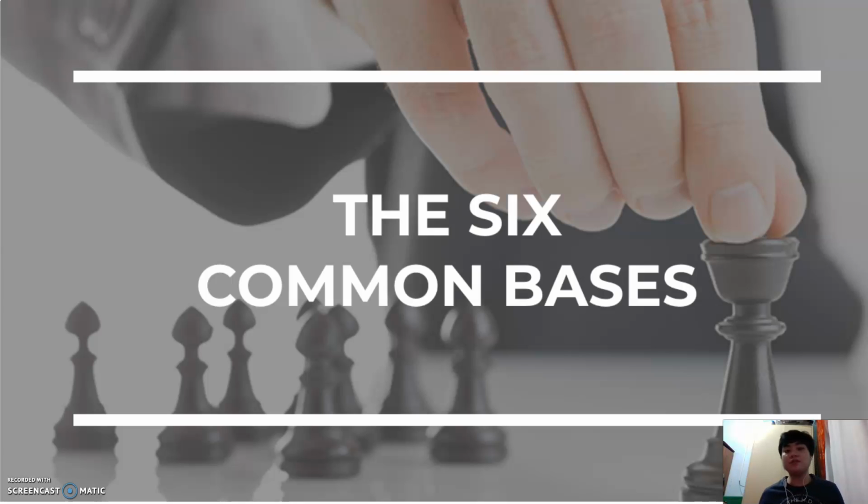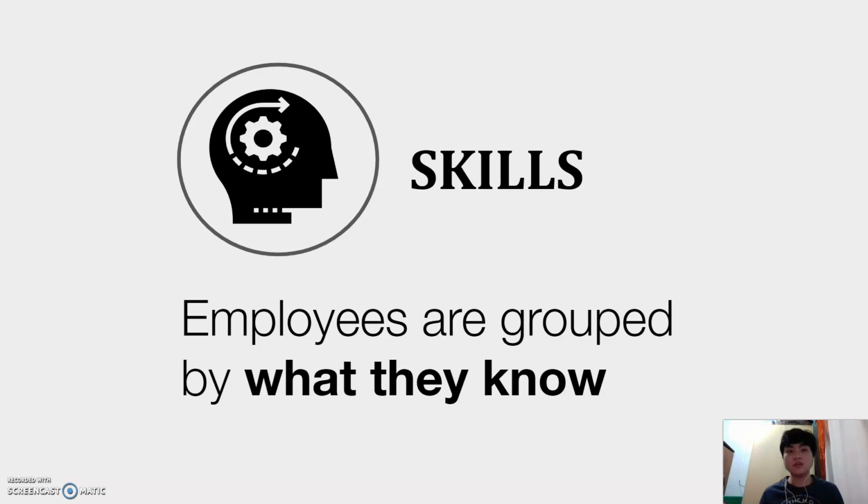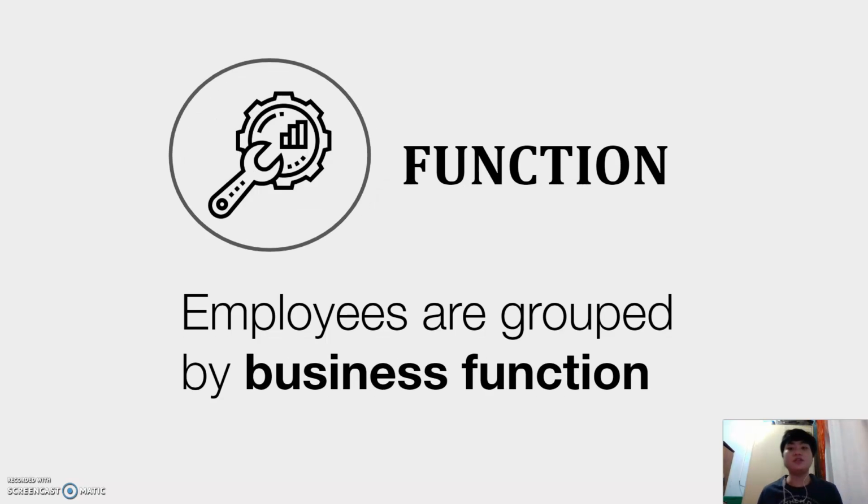The next topic is about the six common bases for grouping employees. The first common base is called skill. Employees are grouped based on what they know. For example, hospitals have departments like allergy, cardiology, internal medicine, and so on. The second base is called function. Employees are grouped by the basic function in the organization. This leads to the familiar departments of manufacturing, marketing, engineering, finance, and so on.